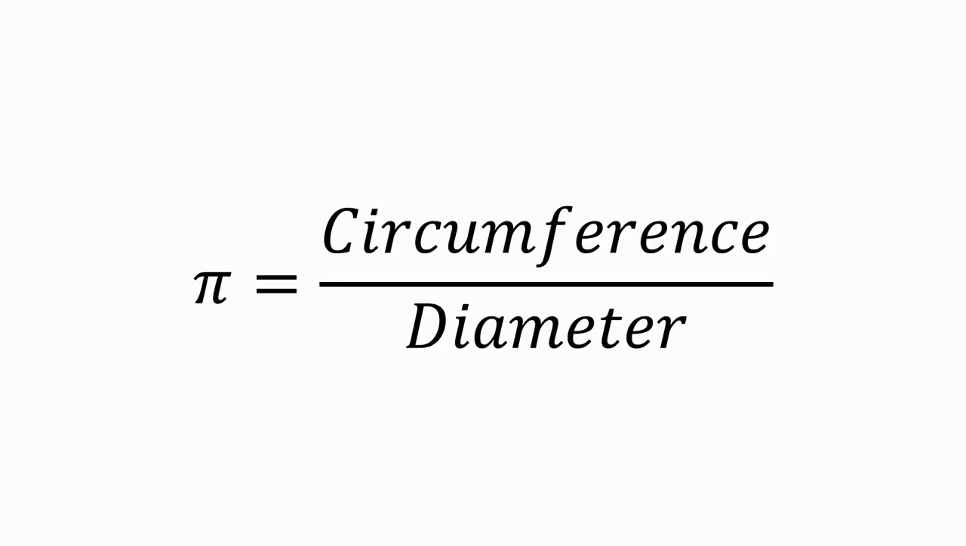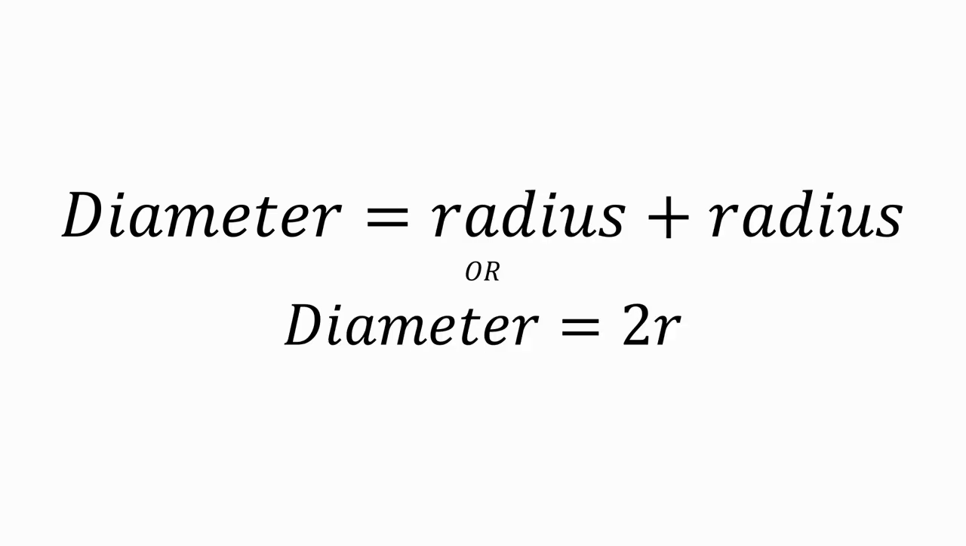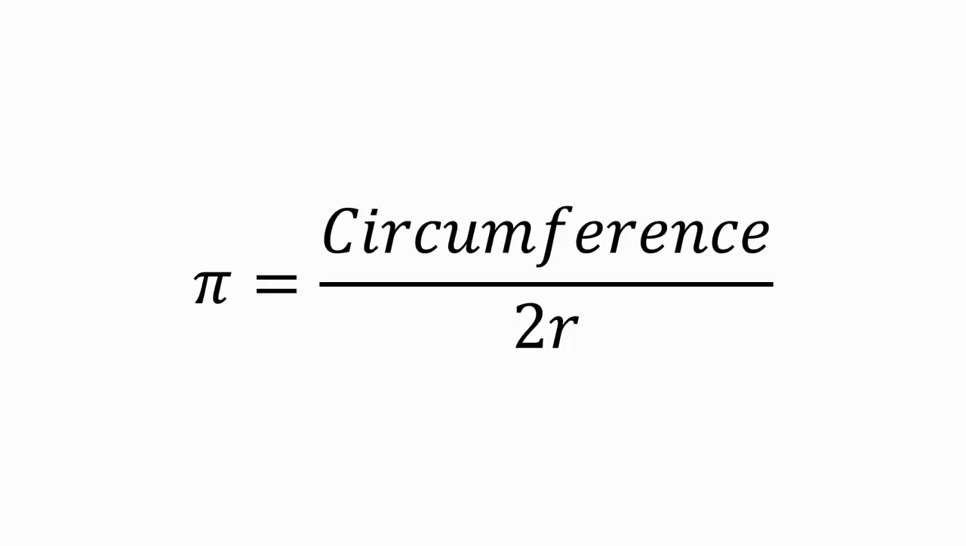Now, let's try and understand the equations of a circle, beginning with circumference. By now, we've already established that pi is the circumference divided by the diameter. But really, the diameter is just 2 radii put together, or just 2 times the radius. Substituting the diameter for 2 times the radius, we get this equation, the circumference divided by 2r.